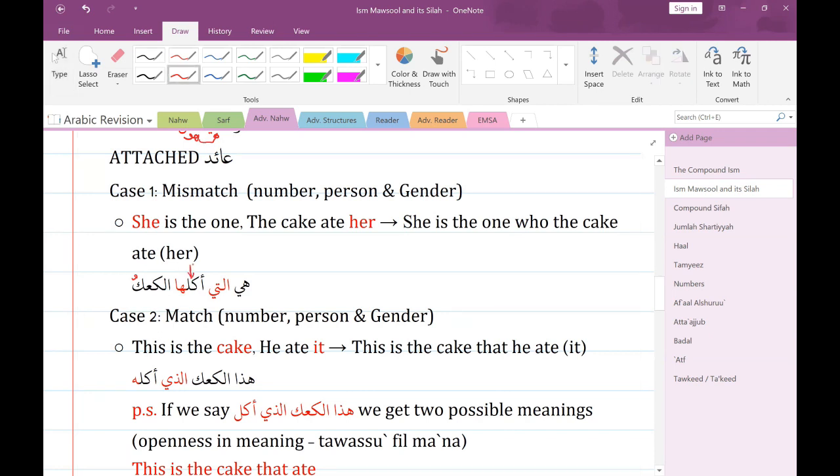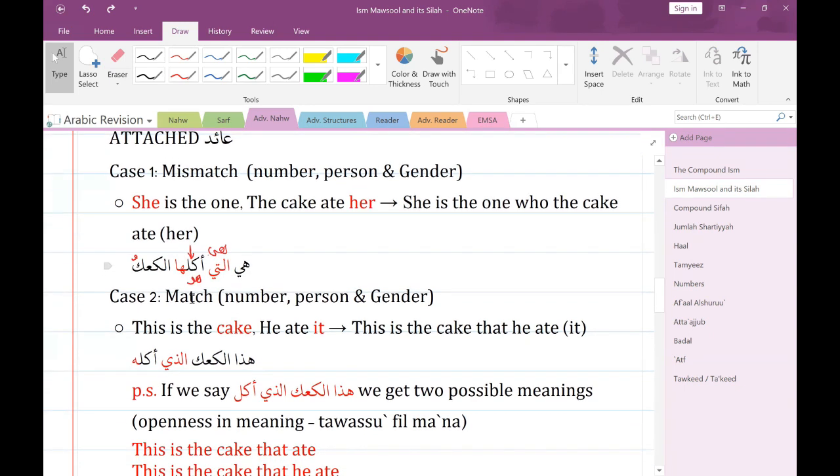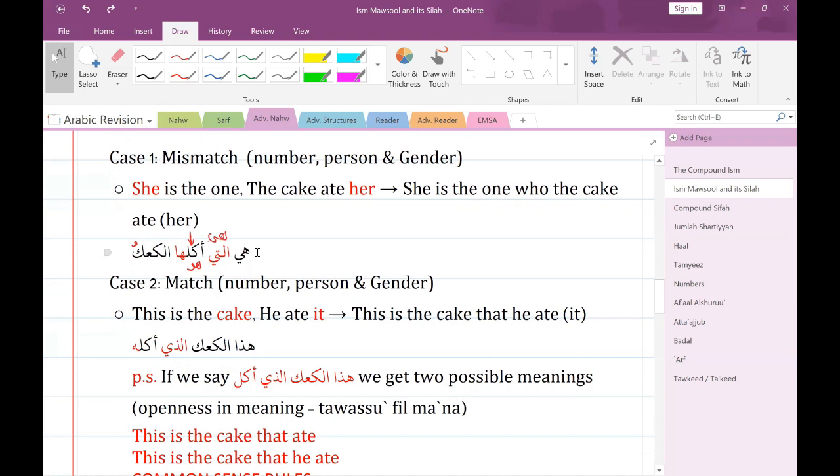So the inside pronoun in akala is huwa. You can see that there's a mismatch. The inside pronoun in akala is huwa, and allati is her version. So that's the mismatch we are talking about, even though this ha goes back to allati, referring to her. But there's a mismatch in the inside pronoun of the verb. So this one refers to al-ka'k. So she is the one who the cake ate her. So it's a bit confusing there. That's how a mismatch can happen.